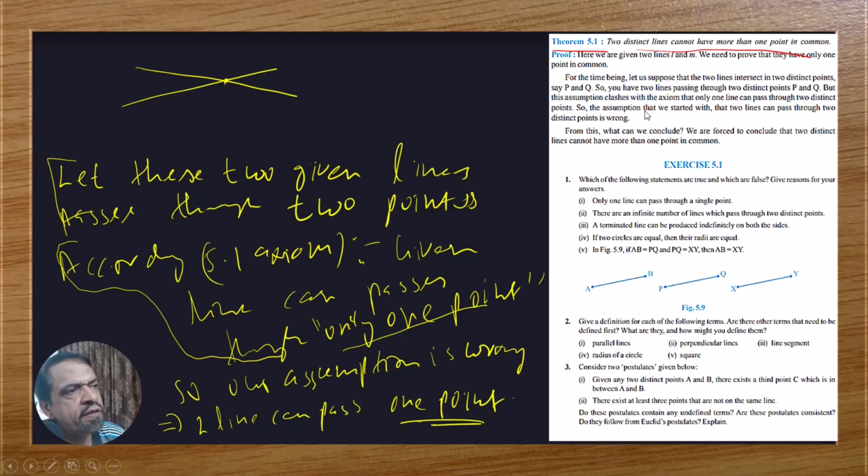So once again, let me recapitulate. The theorem was: prove that 2 distinct lines cannot have more than 1 point in common. ये एक ही पॉइंट पे काट सकती हैं. तो फर्स्ट वी एज्यूम लेट दे इंटरसेक्ट एट 2 पॉइंट्स, बट अकॉर्डिंग टू ऑक्सियम 5.1 गिवन लाइन कैन पास थ्रू ओनली 1 पॉइंट. तो एक लाइन एक ही पॉइंट से जा सकती है, तो दूसरी लाइन भी एक ही पॉइंट से जाएगी. देयरफॉर दे टू इंटरसेक्ट ओनली एट 1 पॉइंट.